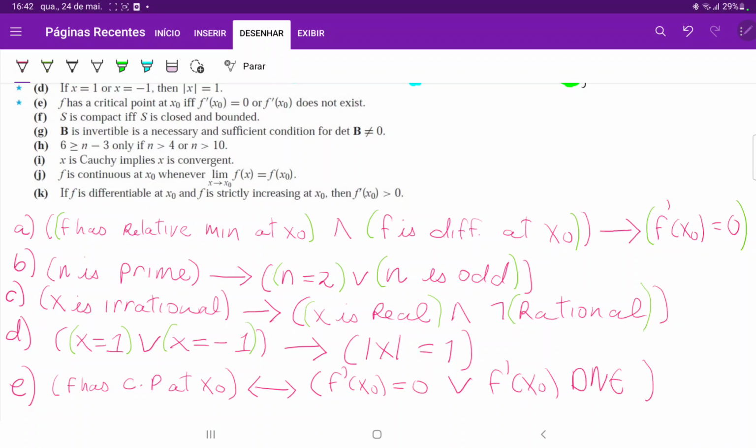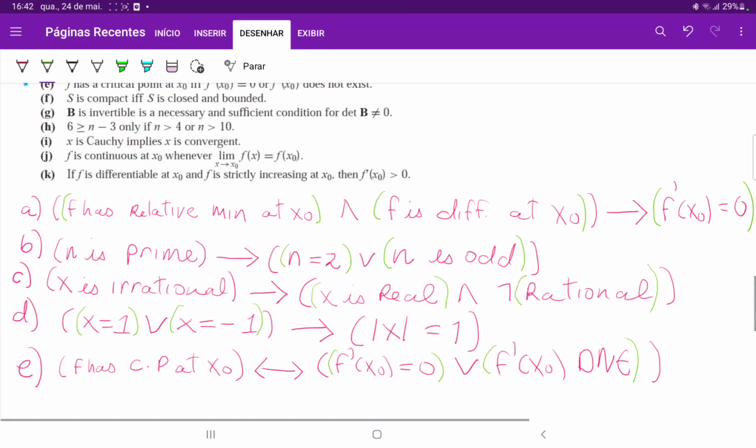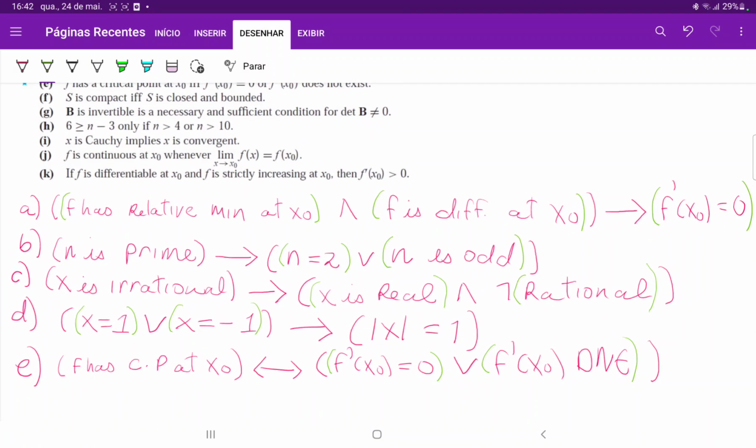So now we just have to put an added set of parentheses within this disjunction just to show that we're applying the or first, right? That is our order of operations. So we'll put these just so we can see that we're doing the or first. All right, we did E. Now let's do F, right? S is compact if and only if S is closed and bounded. So once more, we do have a biconditional, right?